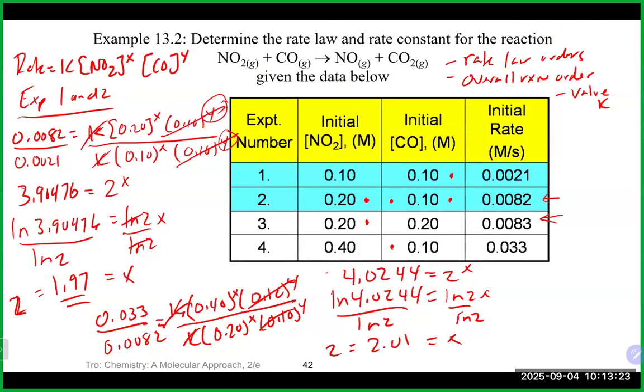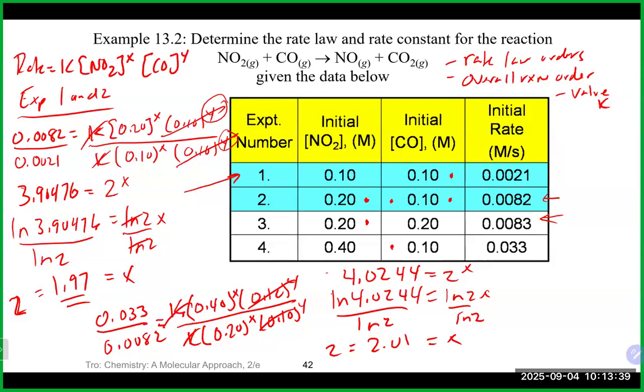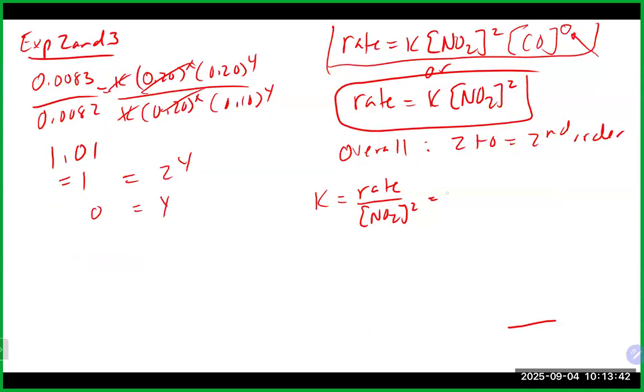Once again, you could choose any entry in the table. I'll go with the first one there. When I rearrange this, the rate constant equals the rate divided by NO2 squared. Going to the table, we got 0.0021 on top, and that is molarity over seconds. We have our concentration of NO2, which is 0.1 molar. And again, we do want to make sure we are squaring it. And that would get us 0.0021 divided by 0.1 squared.